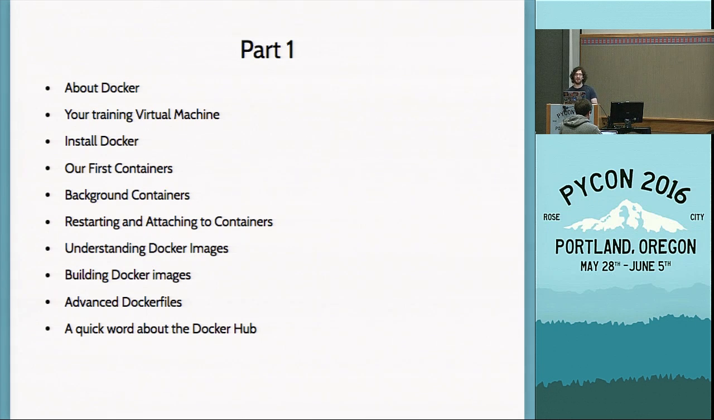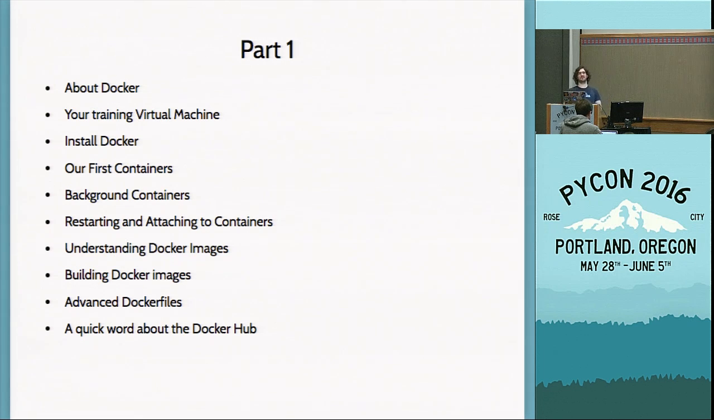Then we will run containers. We will run containers in the foreground and in the background. We will attach and detach to containers. I will talk about Docker images, the difference between a container and an image. Then we will build images. We will see how to write Dockerfiles, which are recipes to build images.